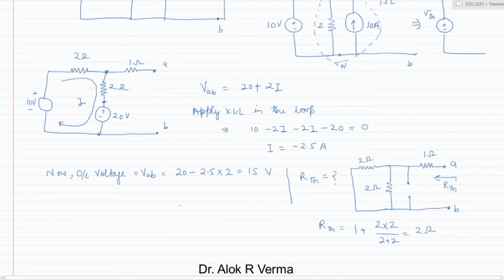Now, is there any way by which we can solve this circuit? So let us consider another method, which is the source transformation. We have solved this by using mesh analysis. Now let us find out using source transformation. So let us draw the circuit again.